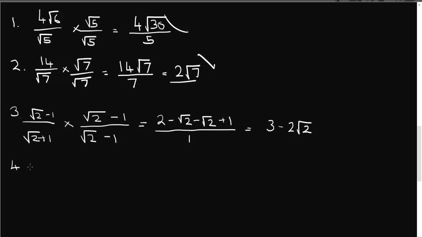Question 4. So these are exam questions. Don't get much harder than this. 1 plus 2 root 2 over 4 minus root 2. We multiply by the conjugate, which is 4 plus root 2. Top and bottom times 4 plus root 2.